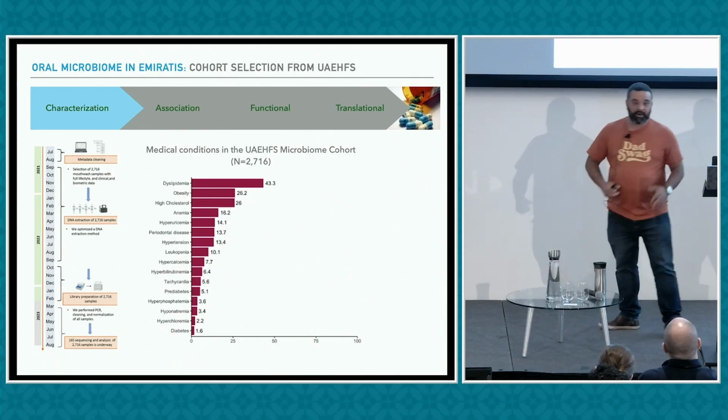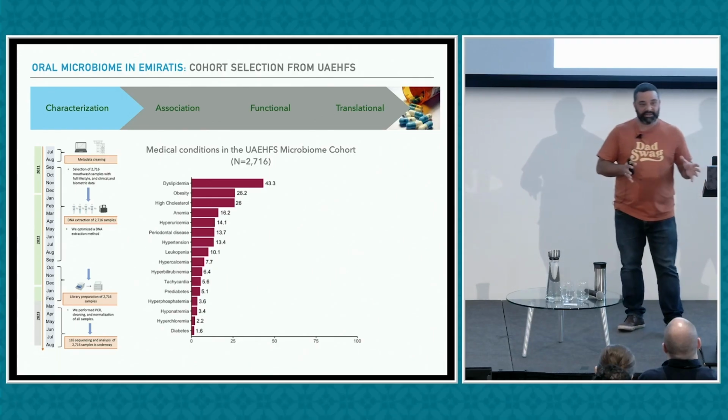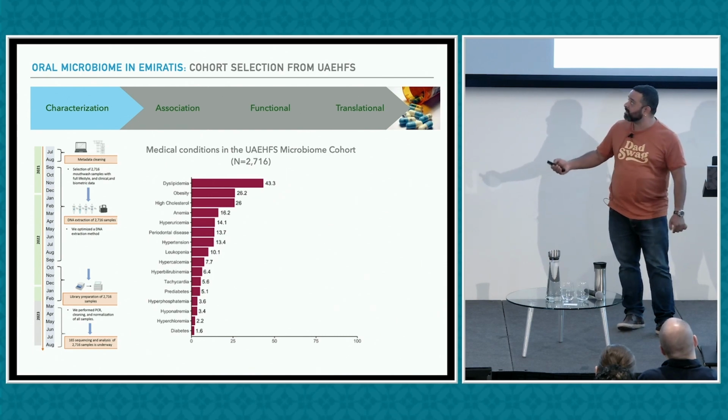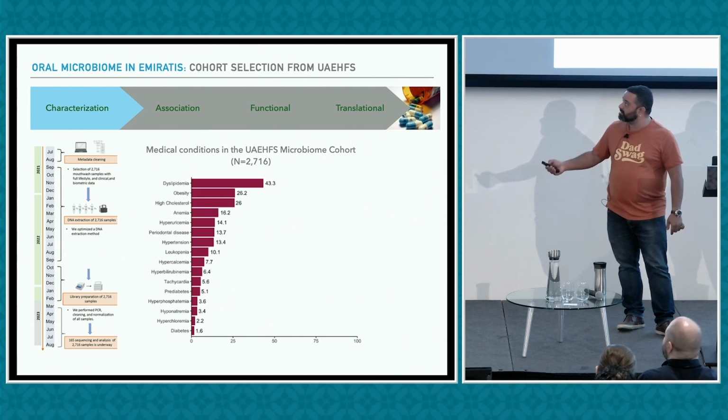My capstone student, Sidania, did a lot of hard work to identify 2,700 individuals from the entire cohort. And from those 2,700 individuals, she was able to extract DNA. She was able to look at the survey and other phenotype data to identify a series of disease conditions that are prevalent in the UAE population. We selected the most prevalent ones, obesity and high cholesterol, and we looked at the microbiome composition.